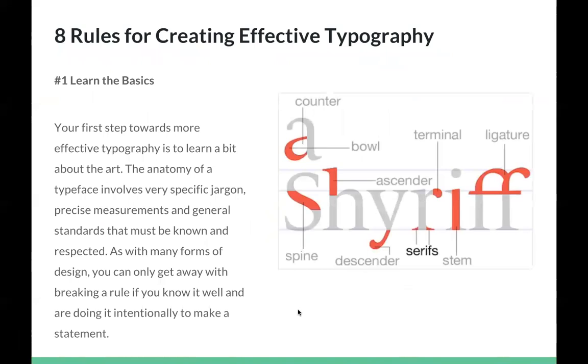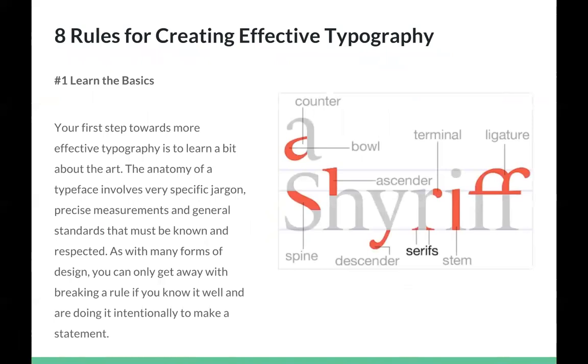And then we have the 8 rules for creating effective typography. How do we put it all together on the screen? Number 1, learn the basics. The first step towards more effective typography is to learn a bit about the art. Type is an art. Fonts are an art. They really are.